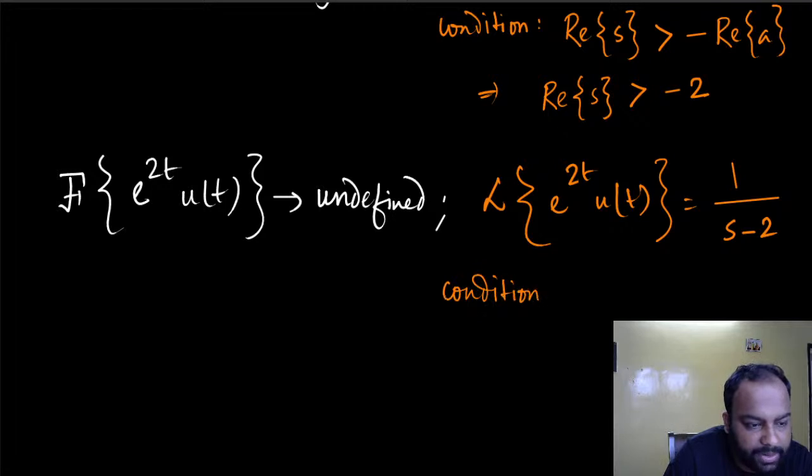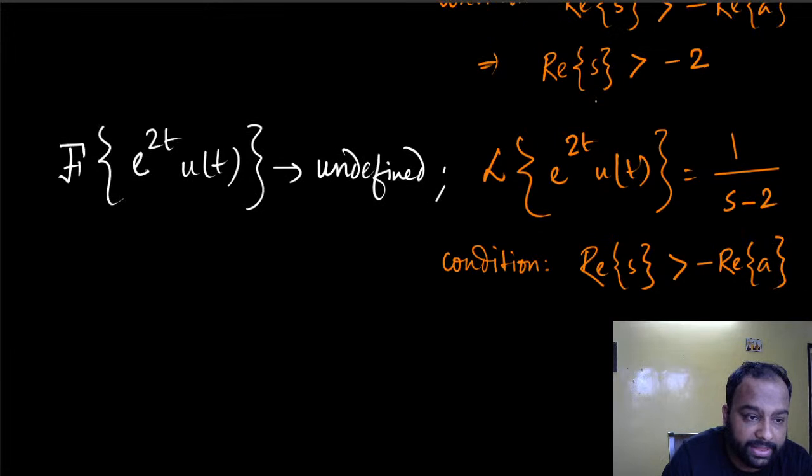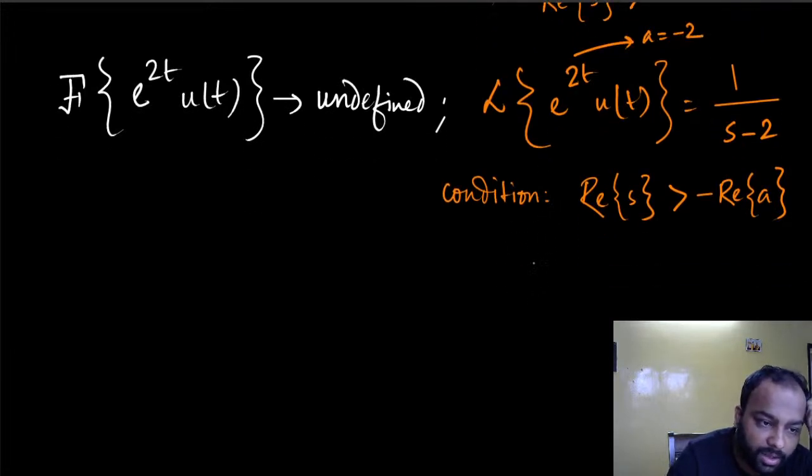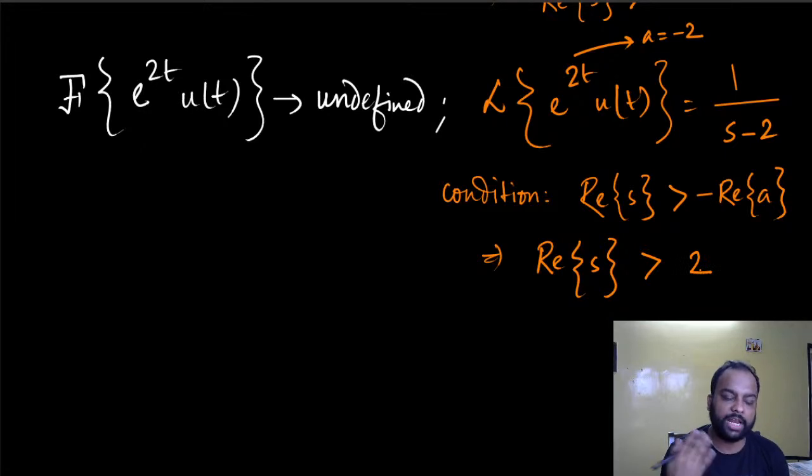Of course, the condition behind this is that the real part of S should be greater than negative real part of A, and here A is minus 2. In this example, A is minus 2. So this can be written as the real part of S should be greater than minus of minus 2. So that's plus 2. So the real part of S should be greater than plus 2.